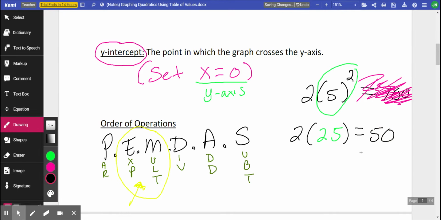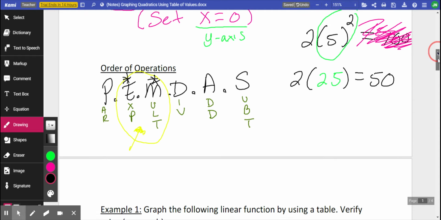Those of you that thought the answer was 100 probably did the following. You probably did 2 times 5 and then took that as a square, so 10 times 10, which gives you 100, which is incorrect. So the first thing you need to do is the exponent, square it, and then afterwards you multiply. If you remember those two steps in that order, then you will get these problems correct, as long as you simplify correctly.